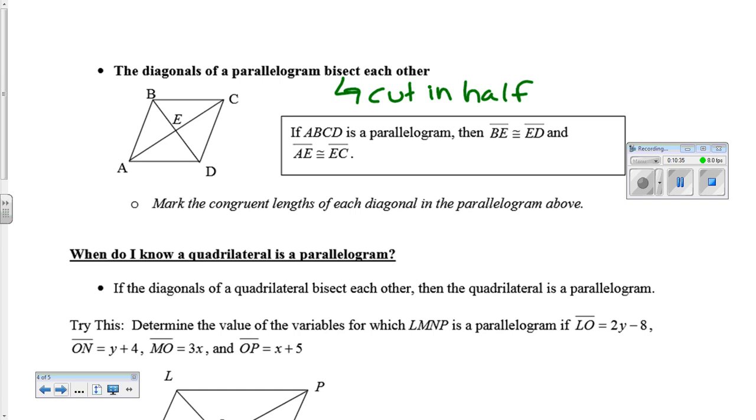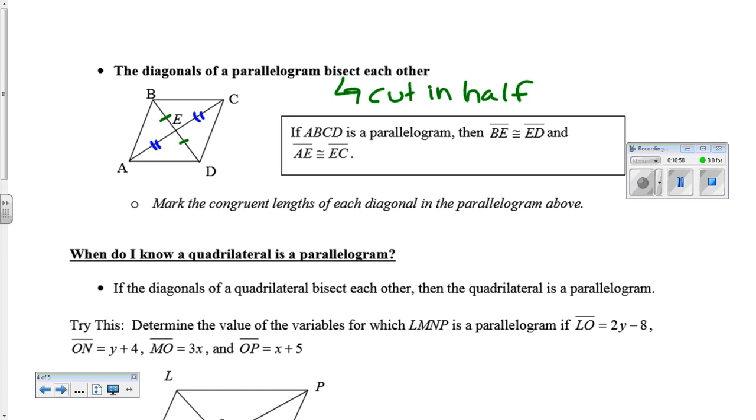All right, so if ABCD is a parallelogram, then BE is congruent to ED, meaning this diagonal BD is cut in half, meaning those two pieces are congruent to each other. Likewise, the diagonal AC got cut in half, so AE is congruent to EC. Okay, that is the last property we are going to talk about with parallelograms.